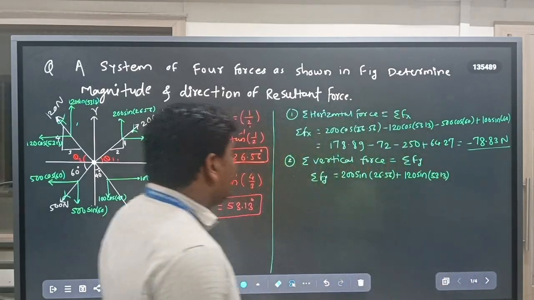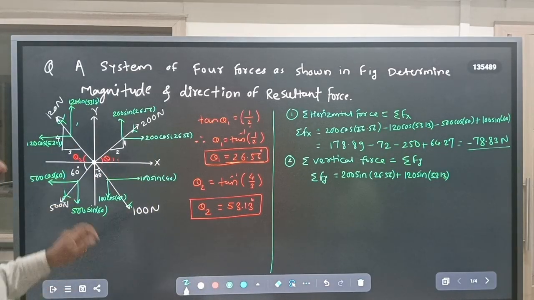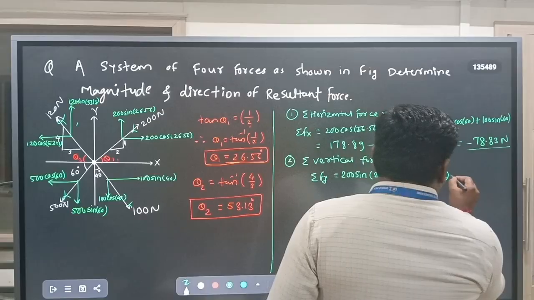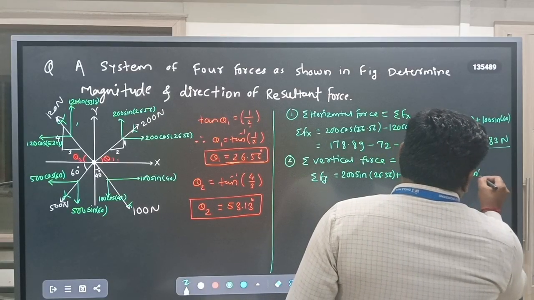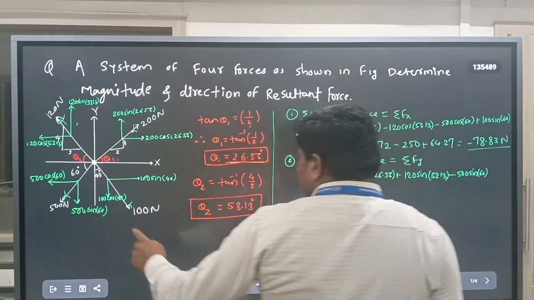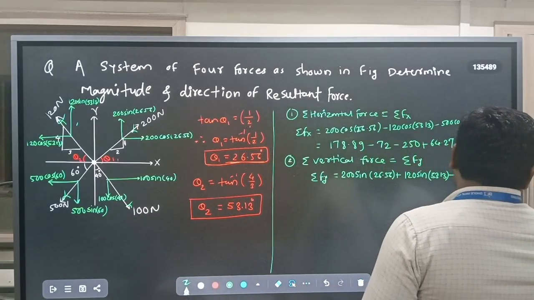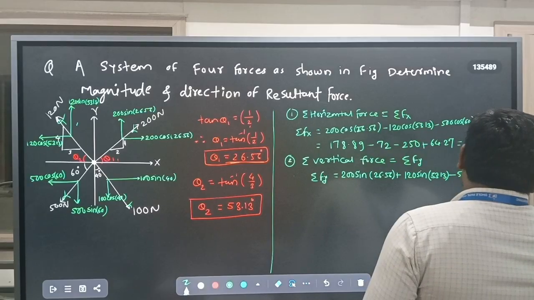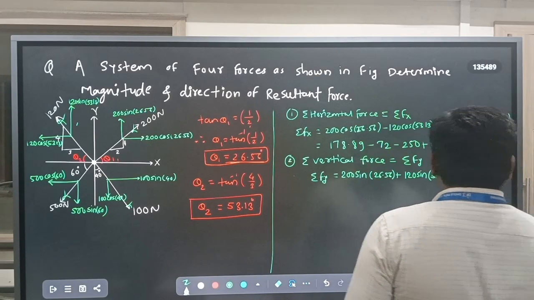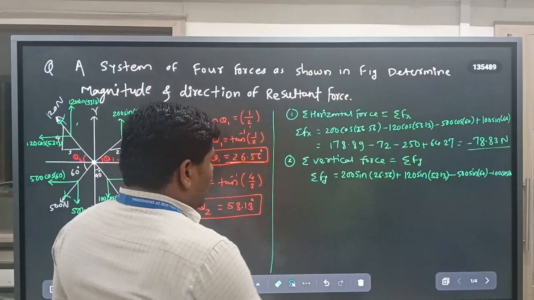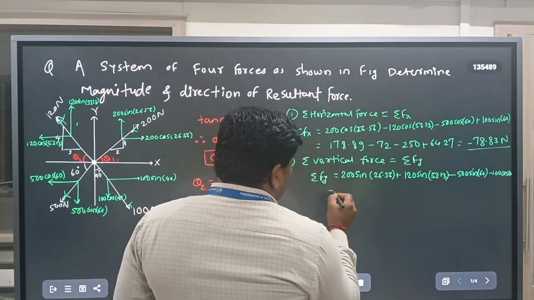Okay, now 500 sin 60 is moving downward, so it is minus 500 sin 60, and last 100 cos 40 that is also moving downward, so वो भी आपका माइनस ही आएगा, 100 cos 40.